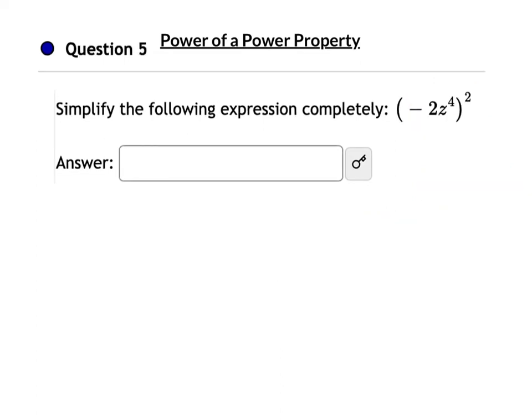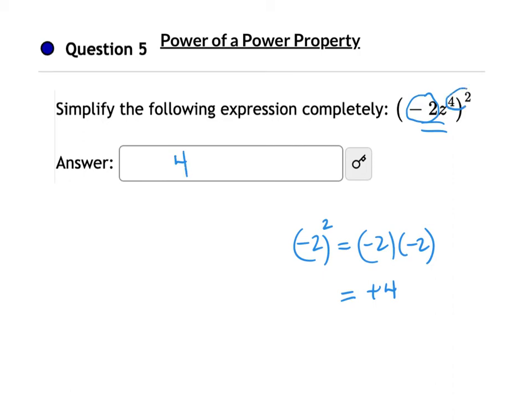Question 5. Negative 2z to the 4th squared. We're going to take negative 2 to the power of 2. Negative 2 squared is negative 2 times negative 2, which is positive 4. That's 4, and when we have an exponent on an exponent, a power of a power, we multiply our powers, z to the 8th.